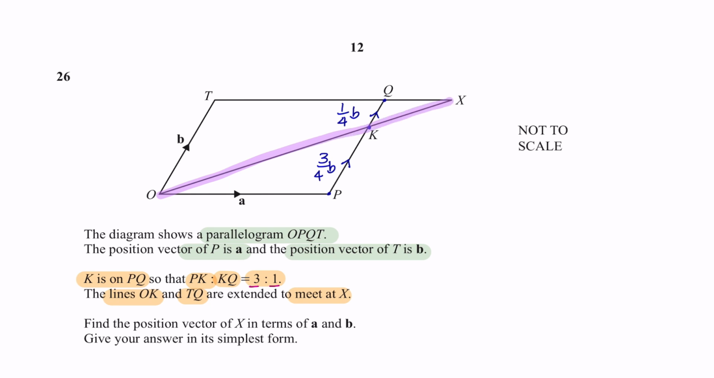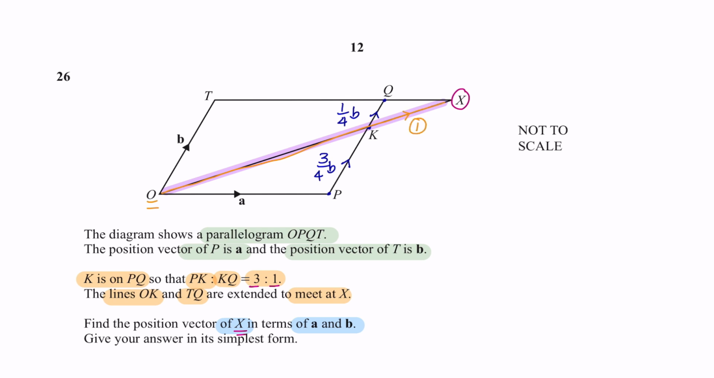The lines OK and TQ are extended to meet at X. Find the position vector of X in terms of a and b. Give your answer in its simplest form. Finding the position of a vector is like finding a route to reach that position. So from origin O to reach X, you can travel like this. This is just one way.